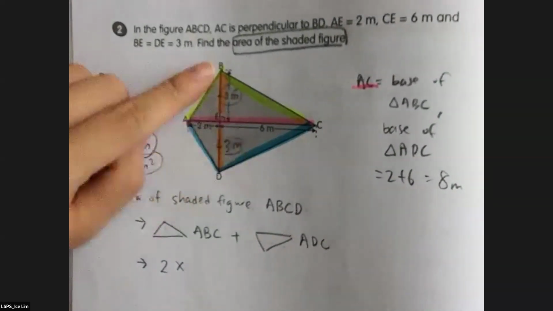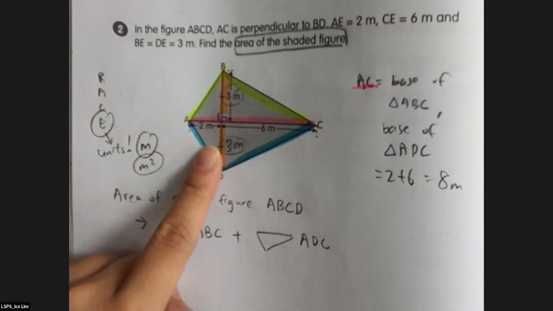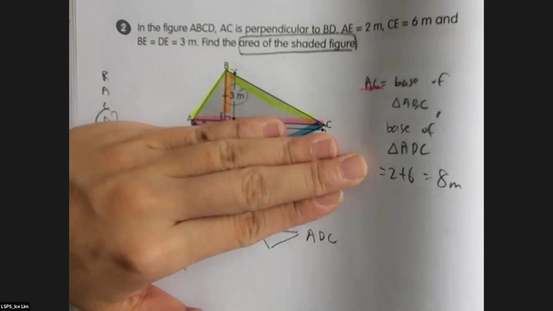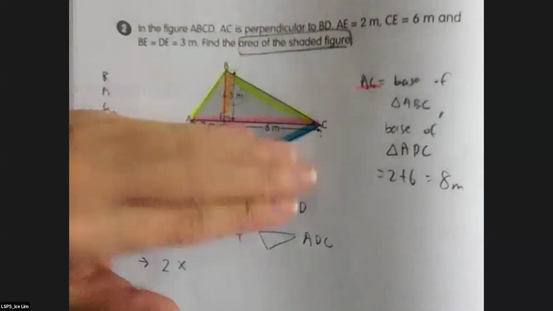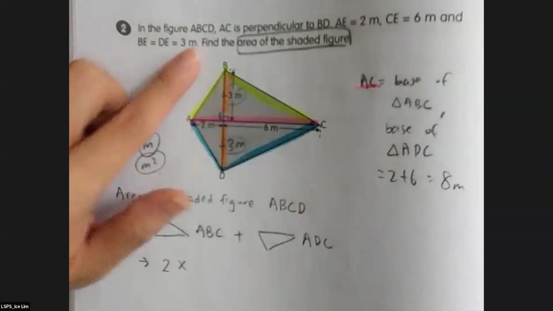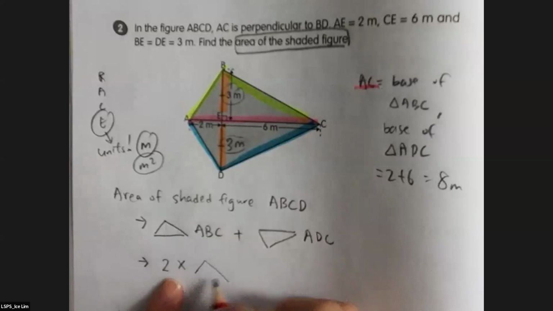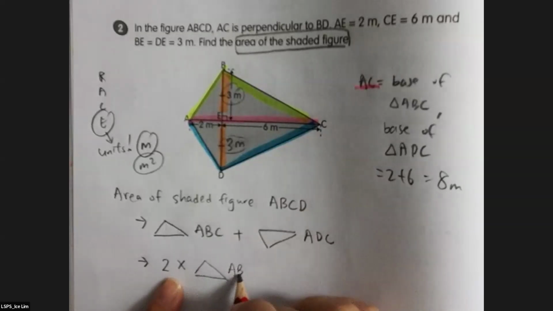So the height of both of these triangles I highlight in orange, they are both 3 meters. So actually they are exactly the same triangle, like mirror image. So to find the whole figure, I just need to find the area of one of them and then multiply by 2. So I can just find area of ABC.